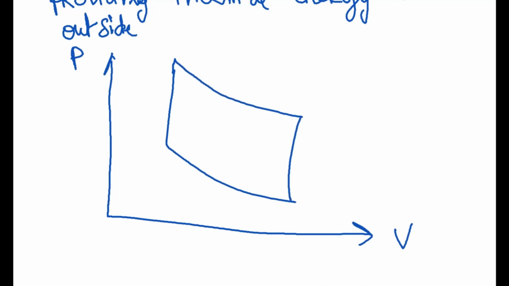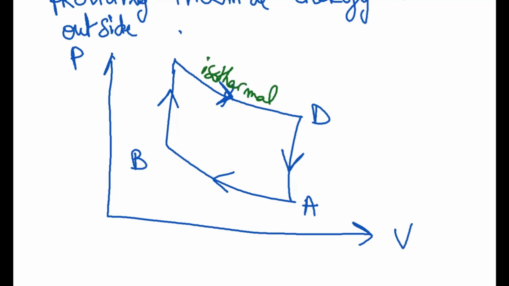We have A, B, C, D, and the sense of evolution. I just insist on the fact that it's a motor cycle, and the clockwise sense is something specific to motor cycles. Okay, so that was isothermal. That was isochoric.